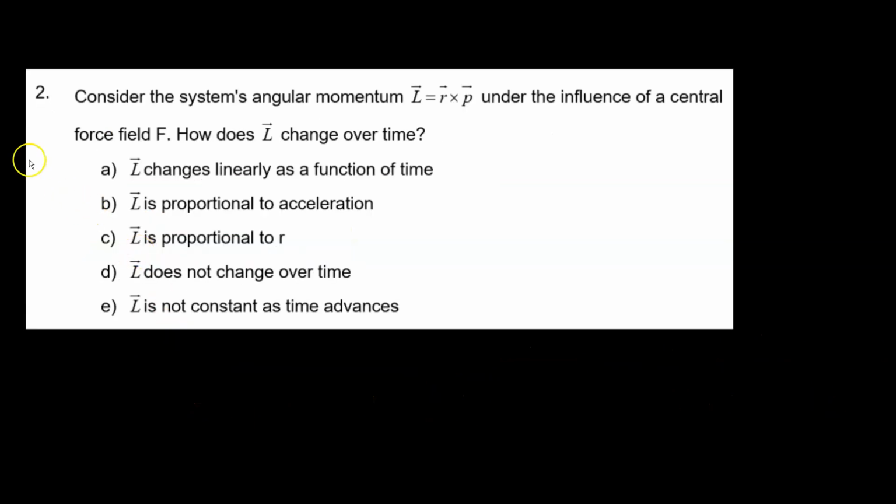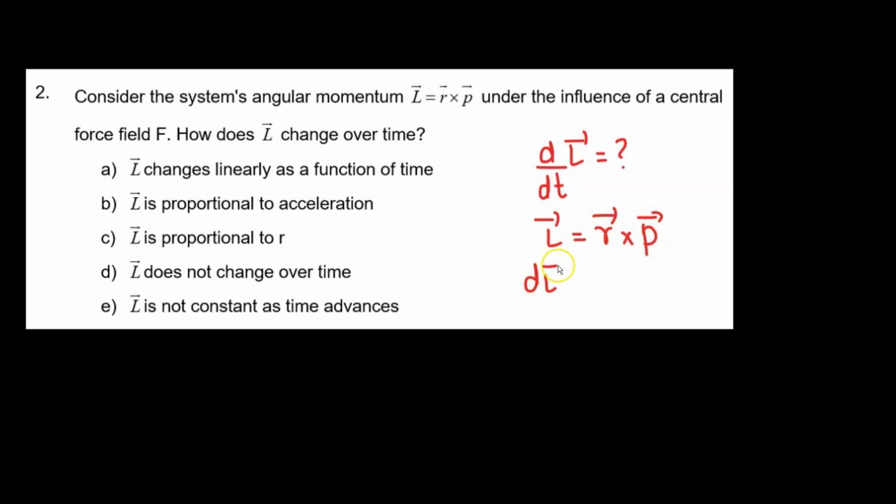Problem number 2. We have a system whose angular momentum is given by L vector equals the cross product between the radius vector and the momentum vector. This system is under the influence of a central force field F. The question is, how does our angular momentum L vector change over time? In fact, we are asked for dL vector over dt. We know that L vector is given by r vector cross p vector, which is already given in the question.